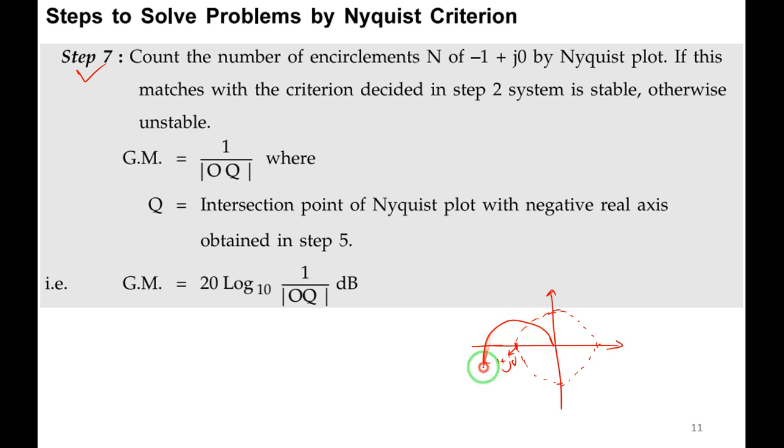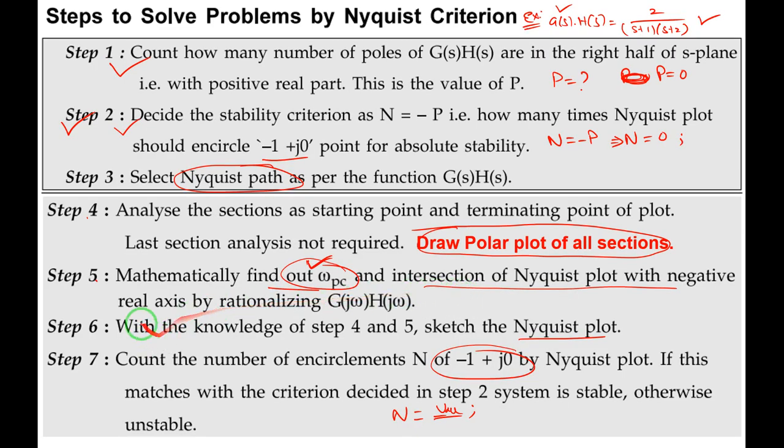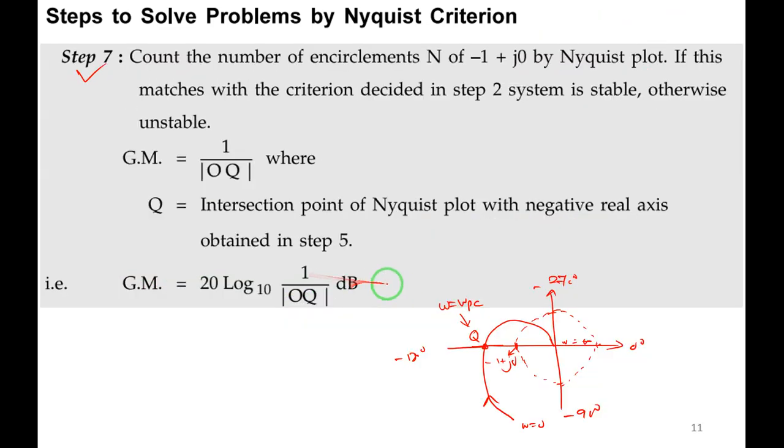Let me assume it is like this, omega equal to 0 and omega equal to infinity. Then this is 0 degree, minus 90 degree, minus 180 degree, minus 270 degree. The polar plot is intersecting the negative real axis at this point. We call this q, and the corresponding frequency at this point is omega equal to omega pc, which we have to calculate mathematically. And what are the coordinates of this point q?